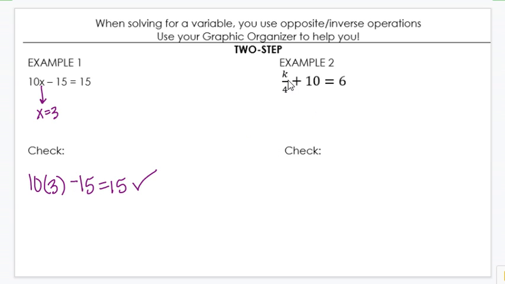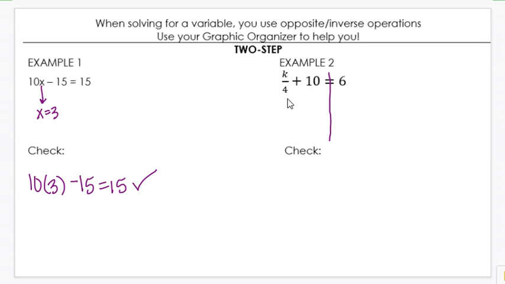All right, let's do example 2. We have k divided by 4, because remember the fraction bar means divide, plus 10 equals 6. So we always begin by drawing our wall to divide our problem into half so that we can keep it balanced. All right, so do we have any grouping symbols? Well, dividing is a grouping symbol. In this case, there's not a group on top or bottom. There's only one item on the top and on the bottom. There's not a group of things on the top or bottom.